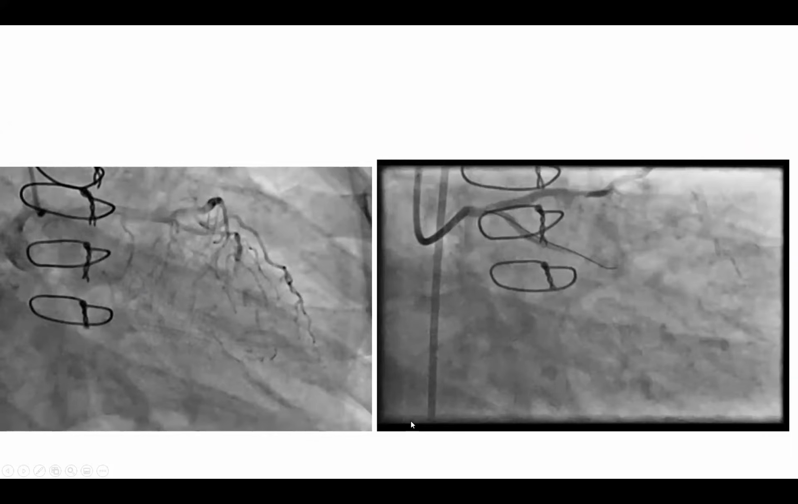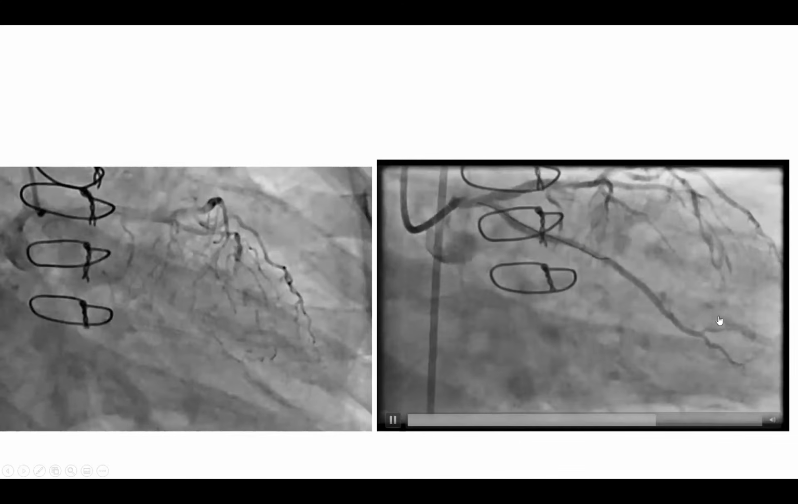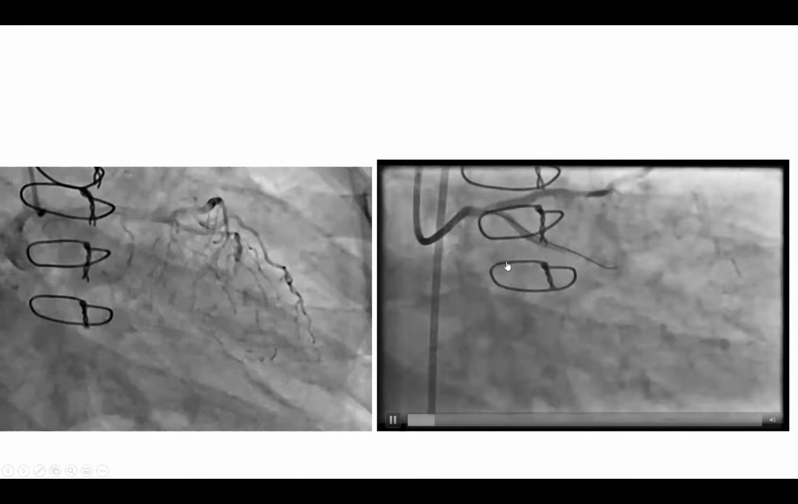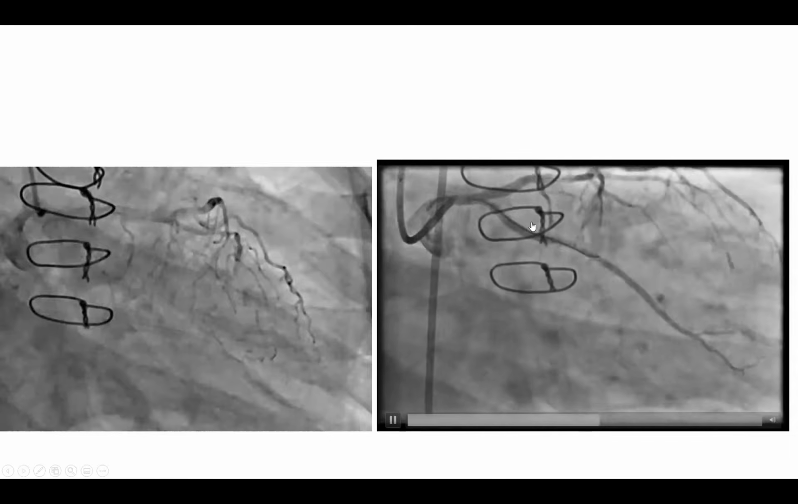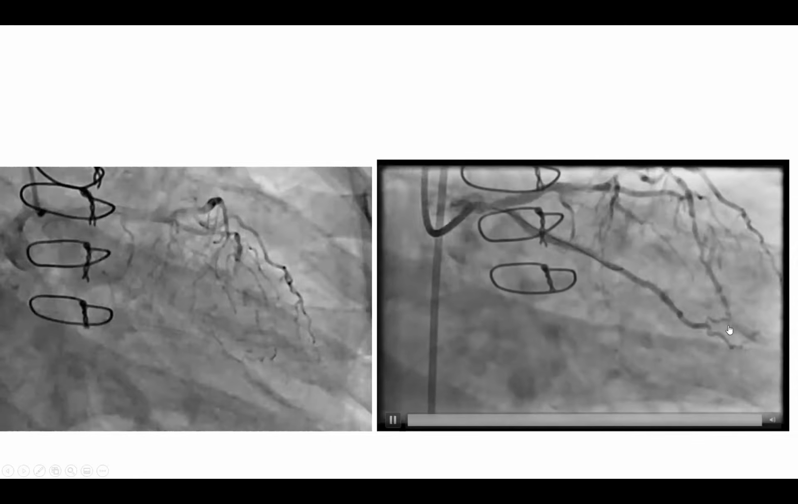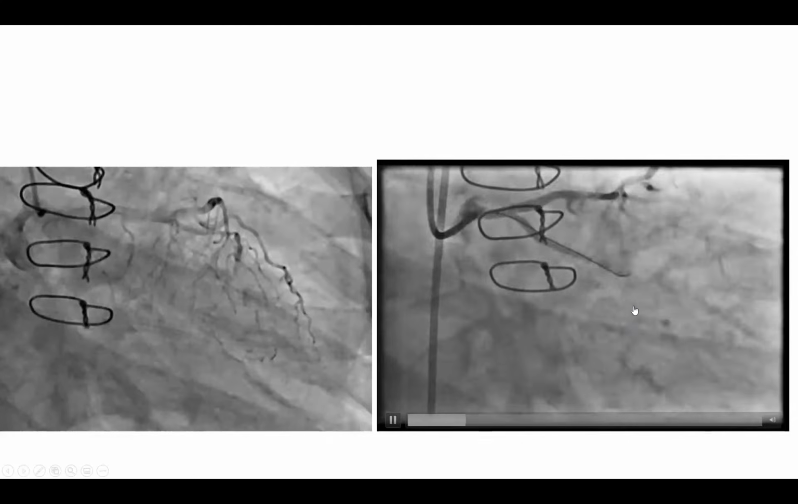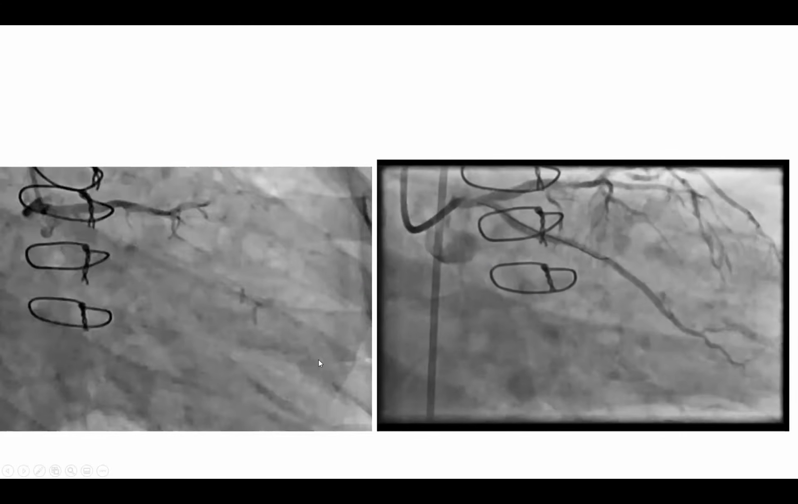So what we did in this case, we actually opened that OM1, and look how big it is. So that shows you that even though all three grafts of this patient were open, it was still useful to open the first OM1 to relieve his ischemia, because that was a decent sized territory that was causing him to have angina. So we opened this thing here so that now OM1 is being fed via the native. Did everybody understand that?